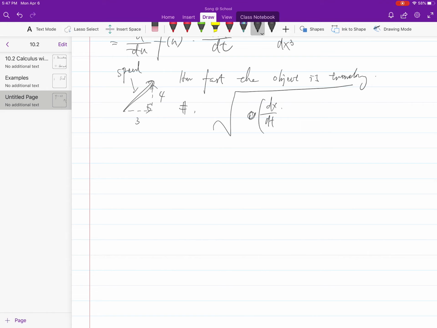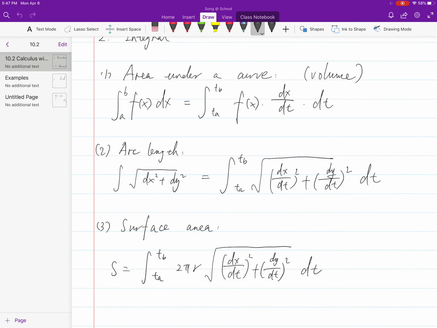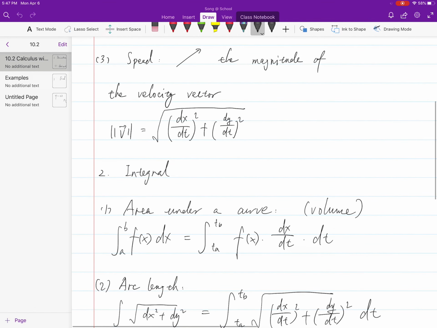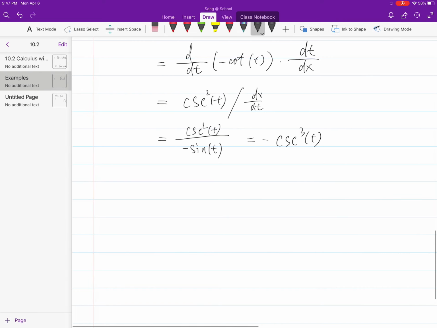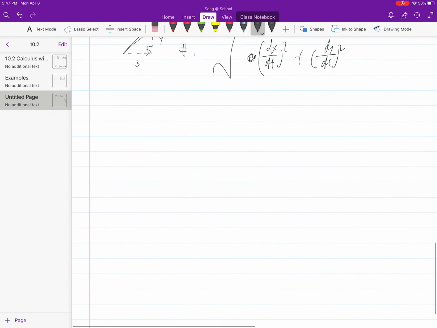The horizontal velocity, for which you just have dx over dt, plus the vertical velocity, dy over dt, each squared. That is going to be your speed. I put it into the formula here, very easy to understand. I put a double bar here to indicate it's actually the magnitude of the total velocity. To see an example, very easy to see.